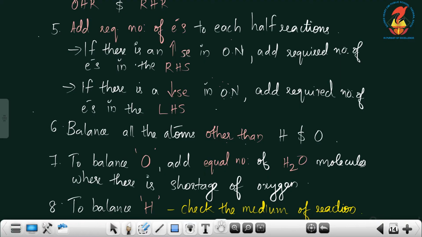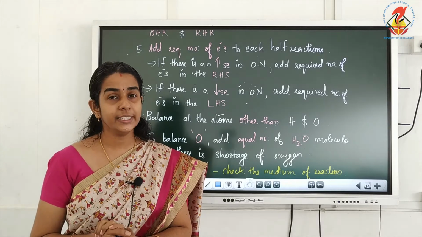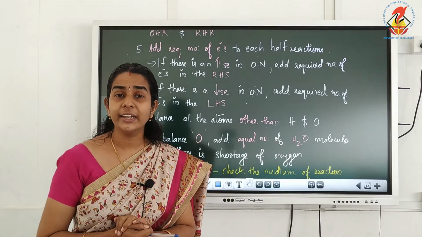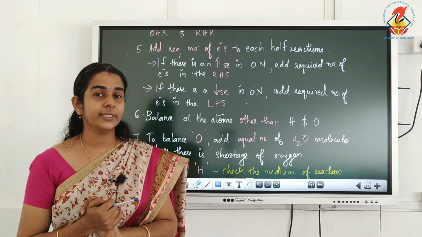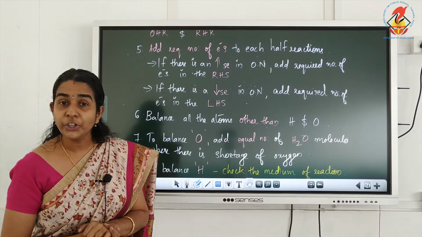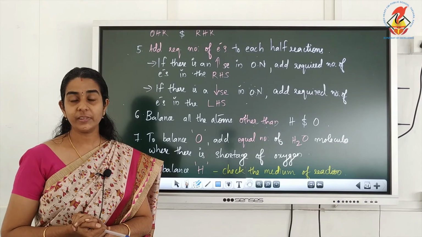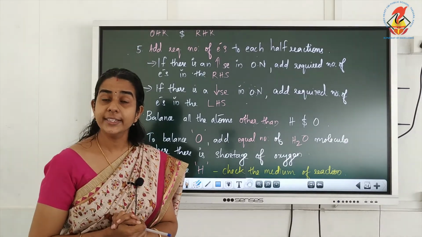For example, if there are 4 oxygen on the left hand side and 2 oxygen on the right hand side, that means on the right hand side we have a shortage of 2 oxygen, isn't it? So on the right hand side we have to add 2 water molecules. So how to balance oxygen? By adding an equal number of water molecules where there is a shortage or deficiency of oxygen. Now the last step is to balance hydrogen.